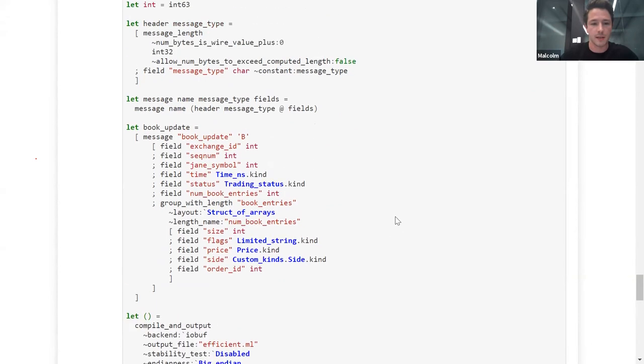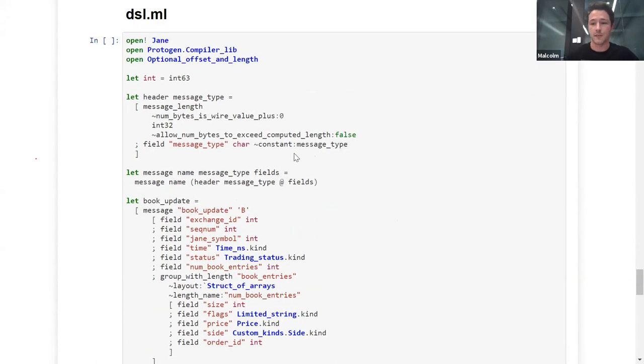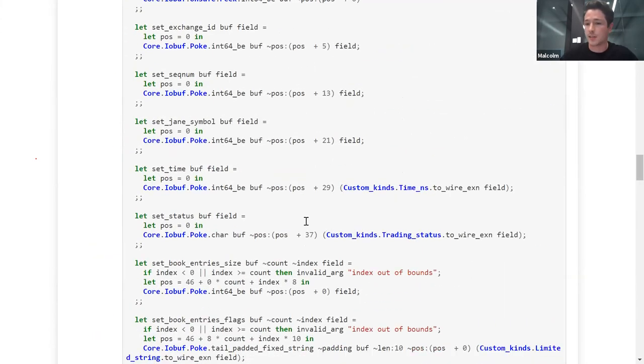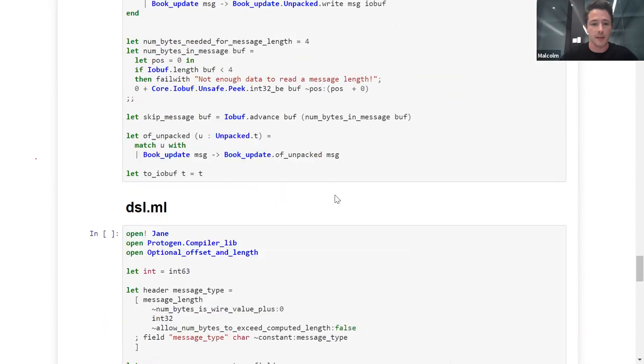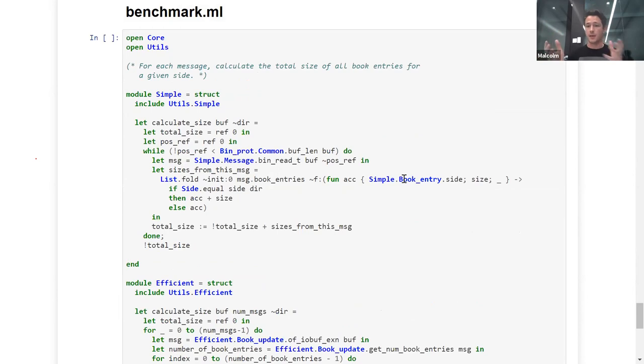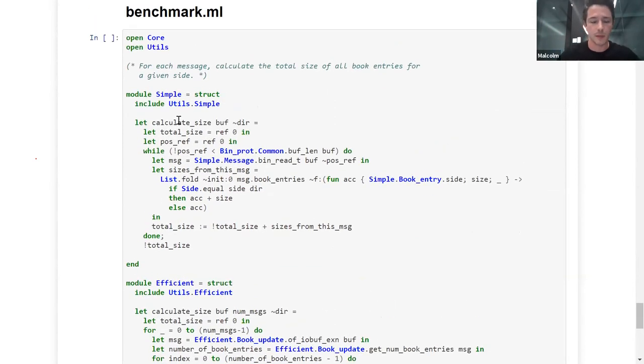And this is just much more convenient than writing that low level stuff. And it gives us a nice interface. Like those functions that we were looking at before, it gives us these nice functions for reading these values out. So let's have a look. Let's compare the two: the simple thing that you would write your first time if you weren't really caring, versus the one that uses the protogen library.